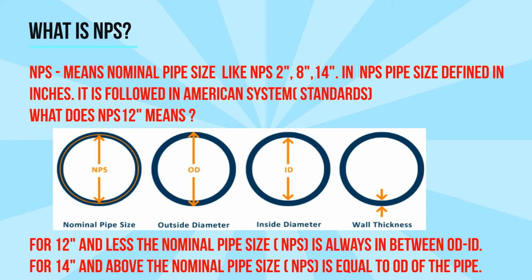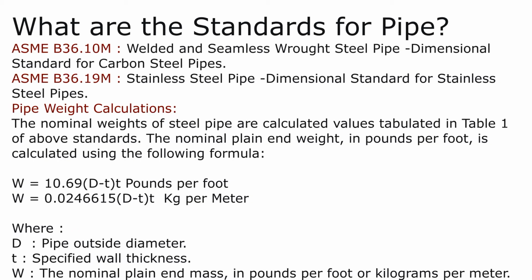So this is very specific, and in this picture you can see the nominal pipe size is in between ID and OD of the pipe, and the wall thickness is specified. When you subtract ID from OD, you will get the wall thickness of the pipe. Be careful, when you subtract ID from OD, you will get double the thickness, so you have to divide it by 2.